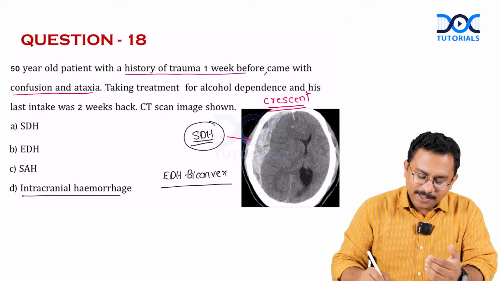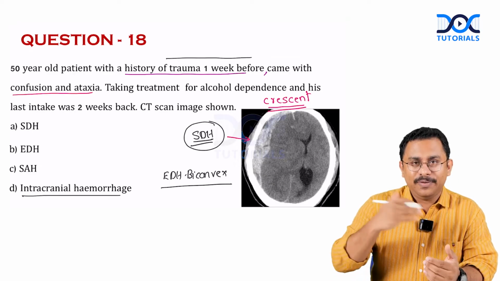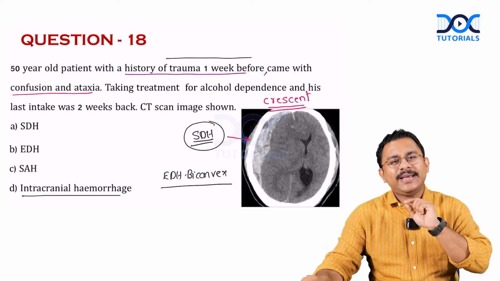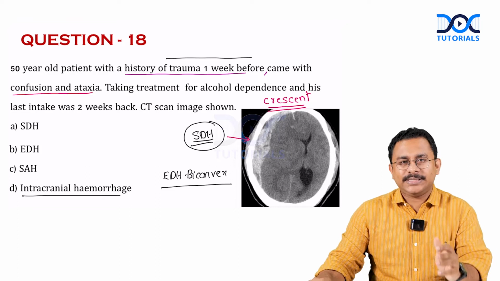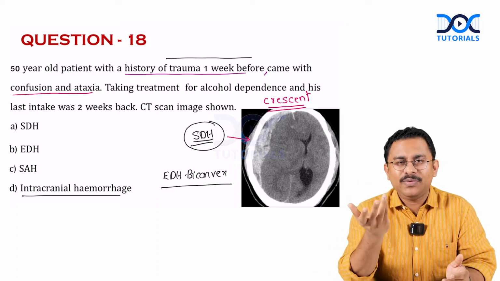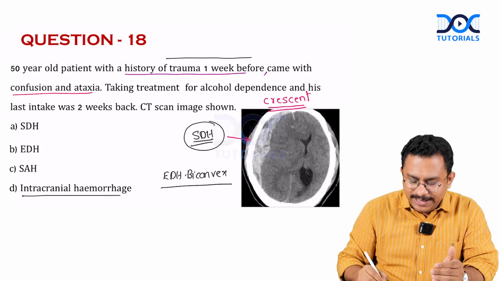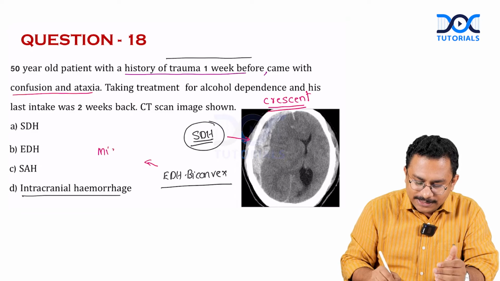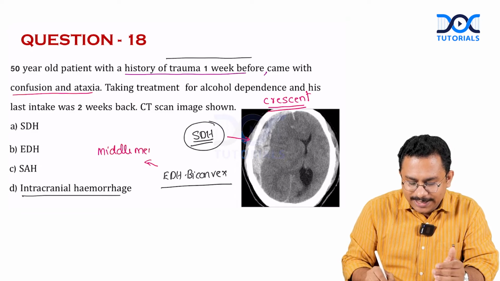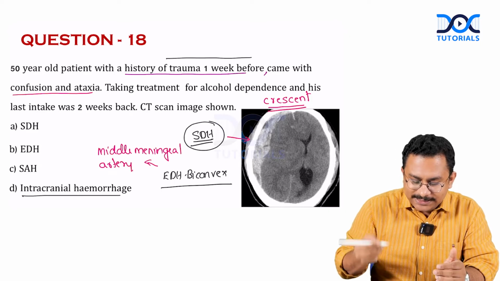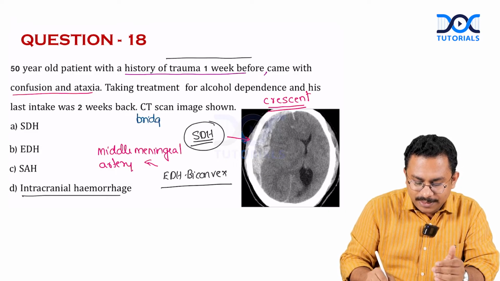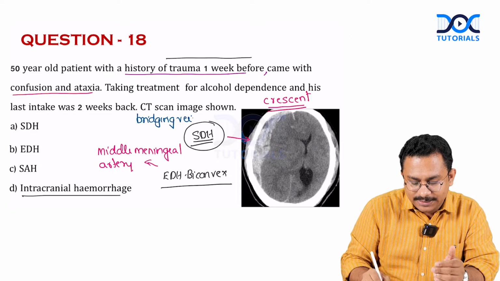There is one more clinical pointer in this question. The patient had a trauma 1 week before, so it took 1 week to develop these symptoms. Is this more common in EDH or SDH, a relatively subacute presentation? It's more common in SDH. Can you tell me why? In EDH, most commonly it occurs due to rupture of the middle meningeal artery, whereas SDH is most commonly due to rupture of the bridging veins.